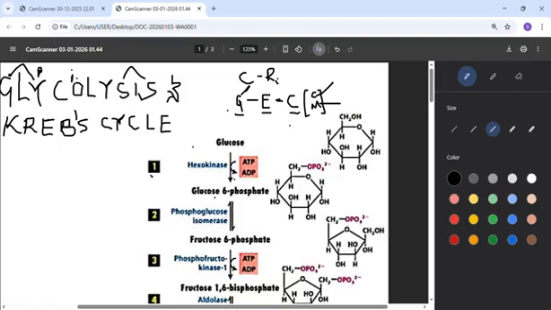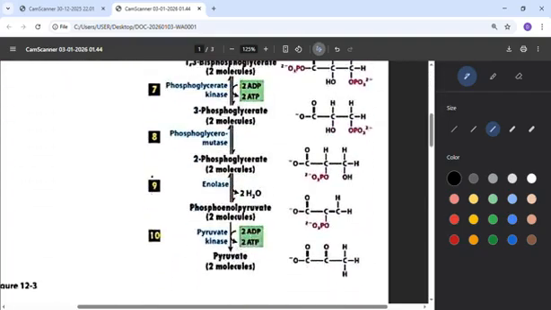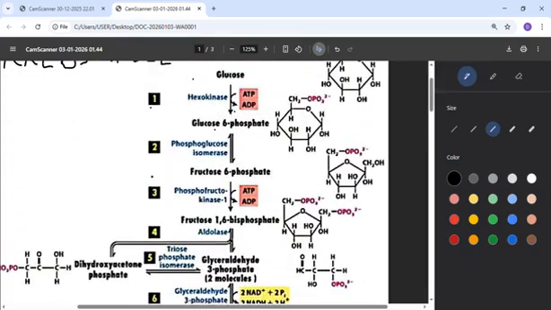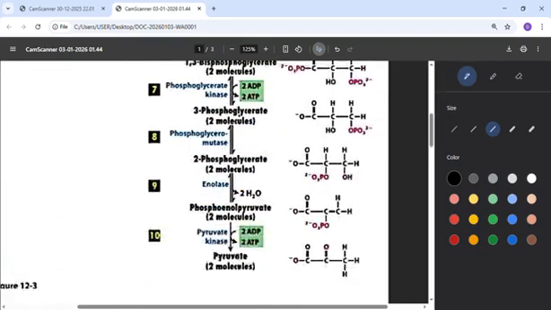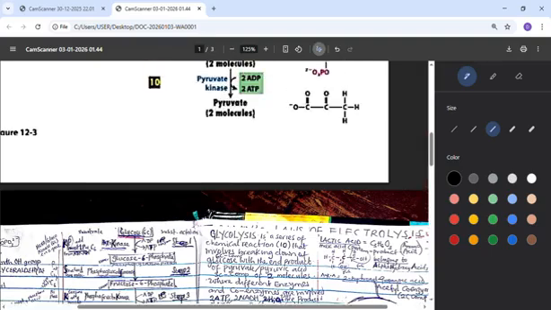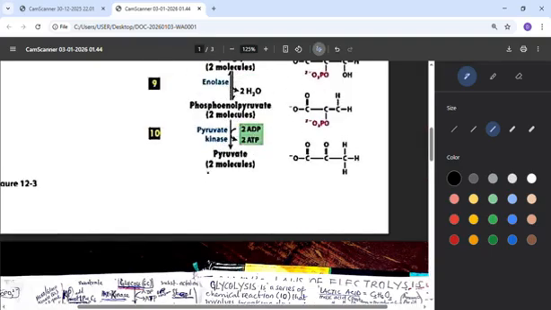So let's look at those 10 chemical reactions, which I call a series of chemical reactions by which glucose is broken down to give us pyruvic acid, or you say pyruvates.